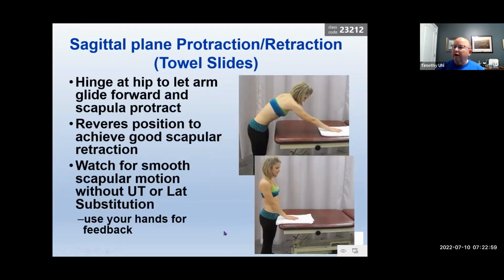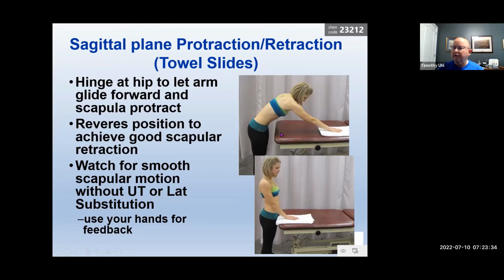This is an exercise I do for a couple of different reasons. So the main reason for this presentation is for the second part. So getting people into this forward position and then getting them back out of it. So reversing the position to achieve good scapular retraction is the key. Getting good extension. I'd like her head to be up more, but we were watching for scapular motion that facilitates retraction without substitution of upper traps or lats. So I use my hands a lot.